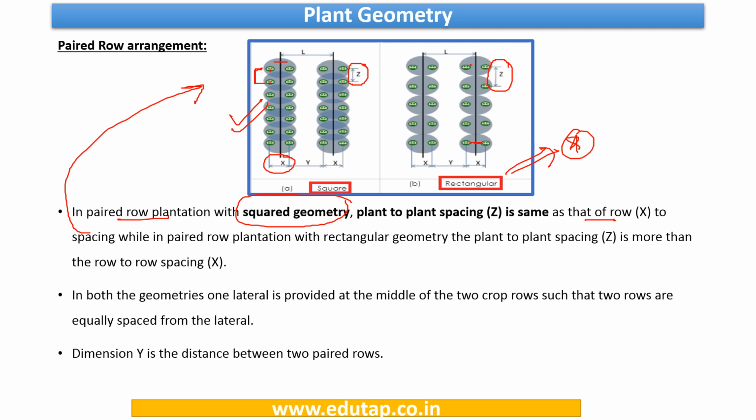This is very important. In both these geometries, one lateral is provided in the middle of the two crops such that the two rows are equally spaced from the lateral. Now you need to understand that this is a lateral which we are talking about. Okay, and here this distance is going to be equal. Okay, from this lateral, this plant is planted at an equal distance to this plant. Okay, dimension y is the distance between two paired rows. This is very clear from the picture that here we have a pairing and here we have a pairing. Okay, and the distance between these two pairings is counted from the middle line, that is y. Okay, so pause the video, understand there are three things here. One is row to row spacing, plant to plant spacing, and one is between the paired row to paired row spacing.